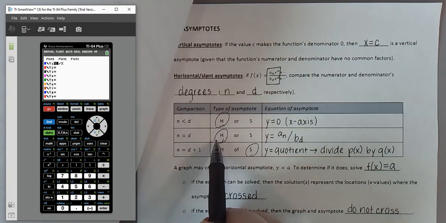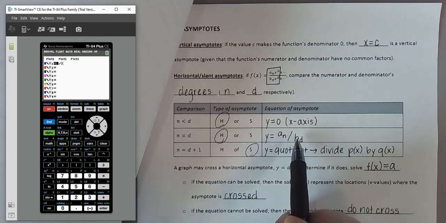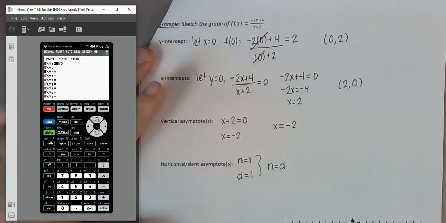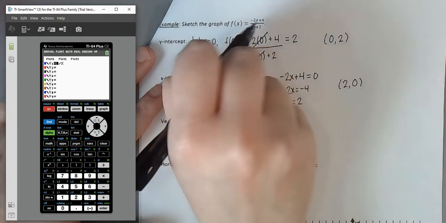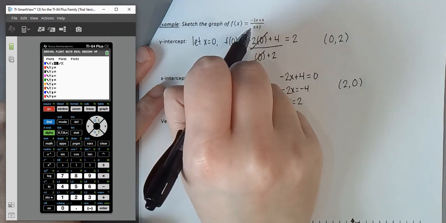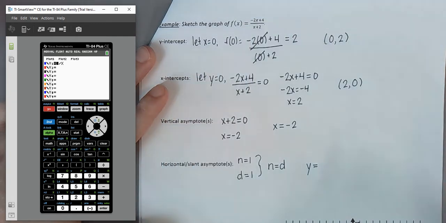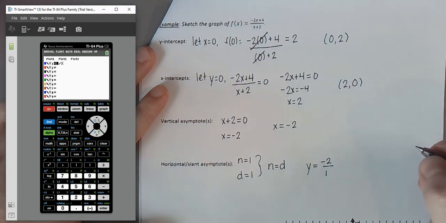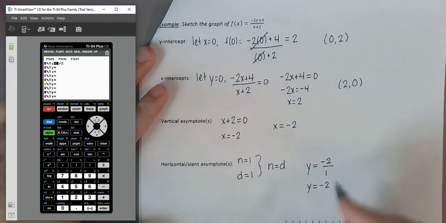So we have a horizontal asymptote, and its equation is going to be y is equal to the ratio of the leading coefficients, whatever those two numbers are out front in our numerator and denominator. So our equation is going to be y is equal to, for horizontal, the ratio of the leading coefficients. Well, in the numerator, it's negative 2. In the denominator, it's an understood 1 in front of that x. So y is equal to the ratio, negative 2 over 1, which means y is equal to negative 2. That's going to be our horizontal asymptote.